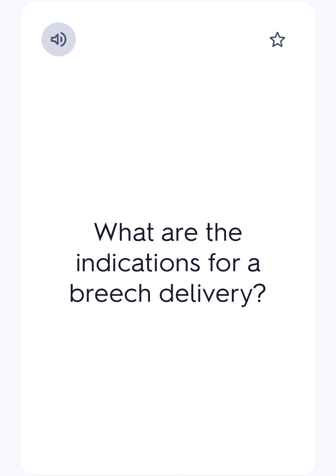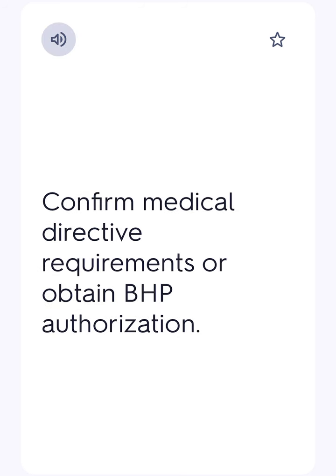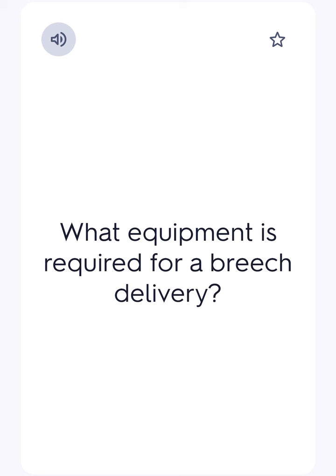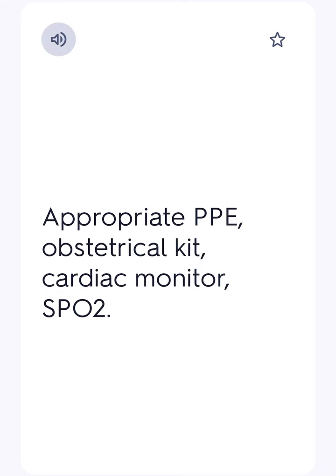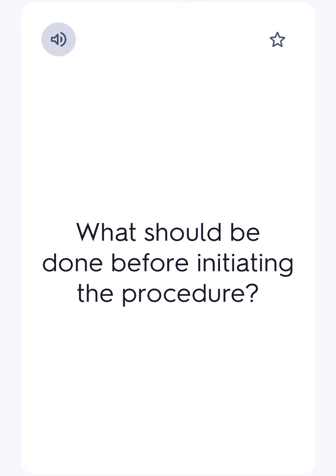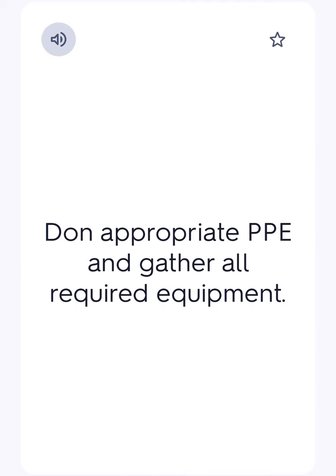What are the indications for a breech delivery? Confirm medical directive requirements or obtain BHP authorization. What equipment is required for a breech delivery? Appropriate PPE, obstetrical kit, cardiac monitor, SpO2. What should be done before initiating the procedure? Don appropriate PPE and gather all required equipment.